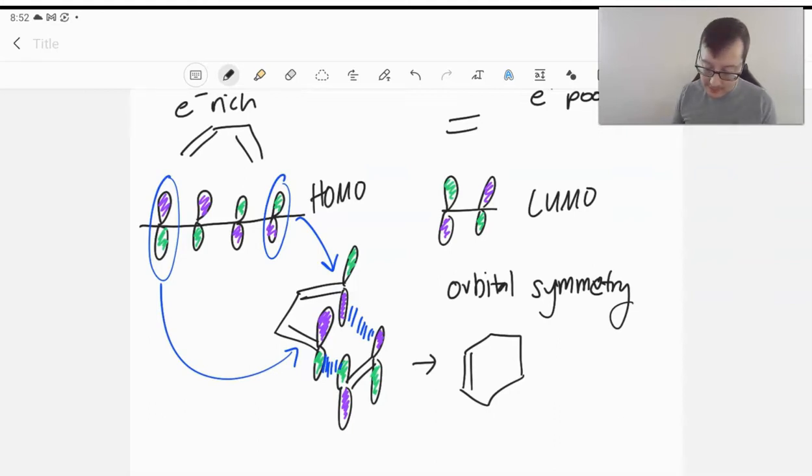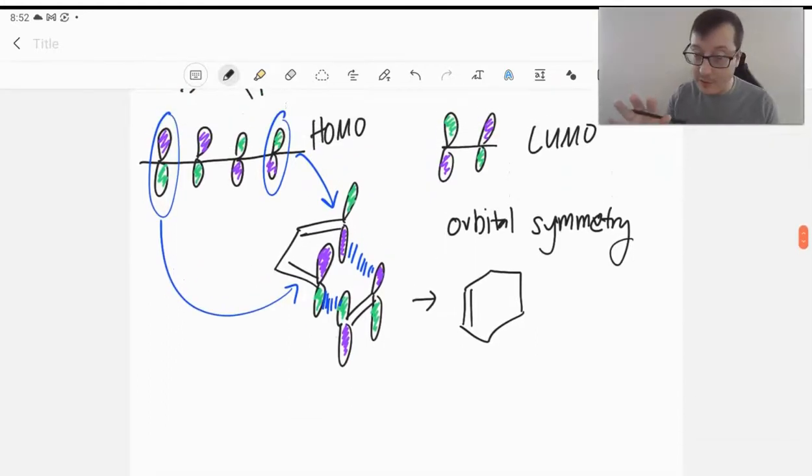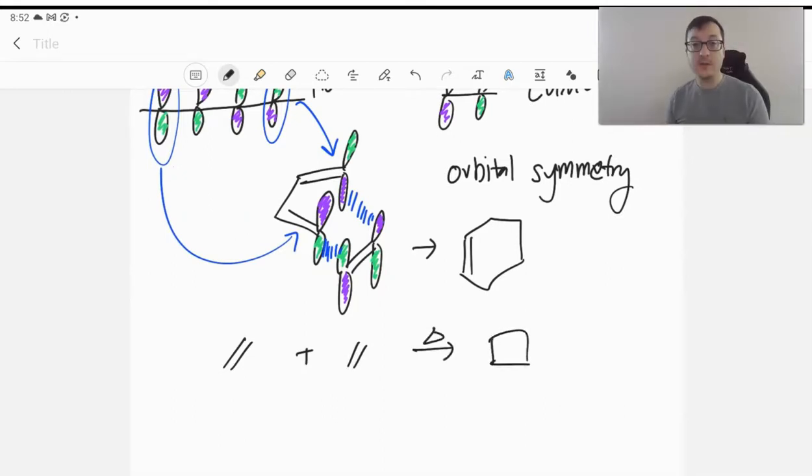However, we don't see this happening. By the way, good time to pause the video and take a look at what's happening here. We don't see two ethylene molecules coming together. We don't see this happening to form a cyclic product. We don't see a 2+2 cycloaddition happening.